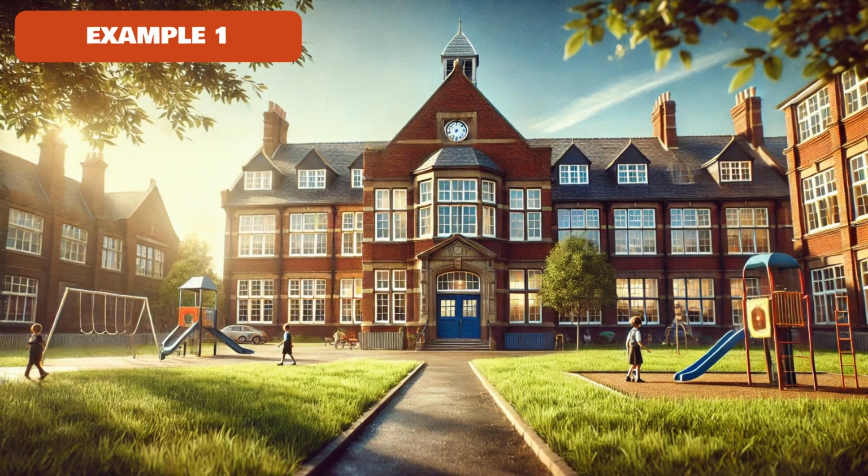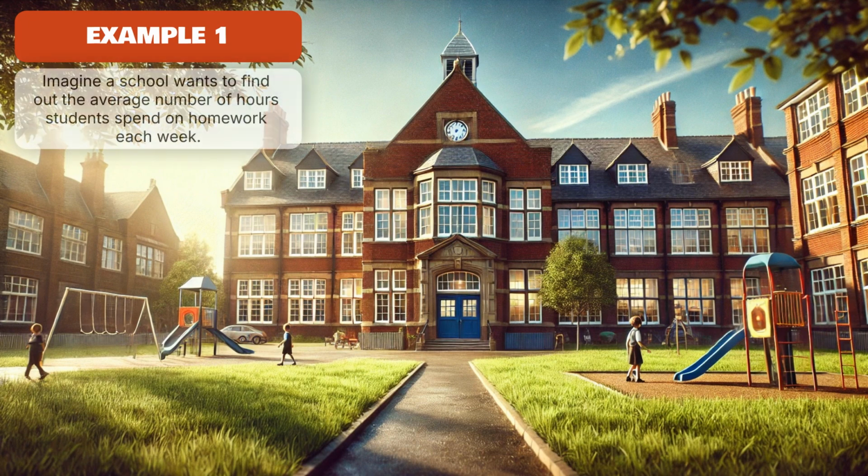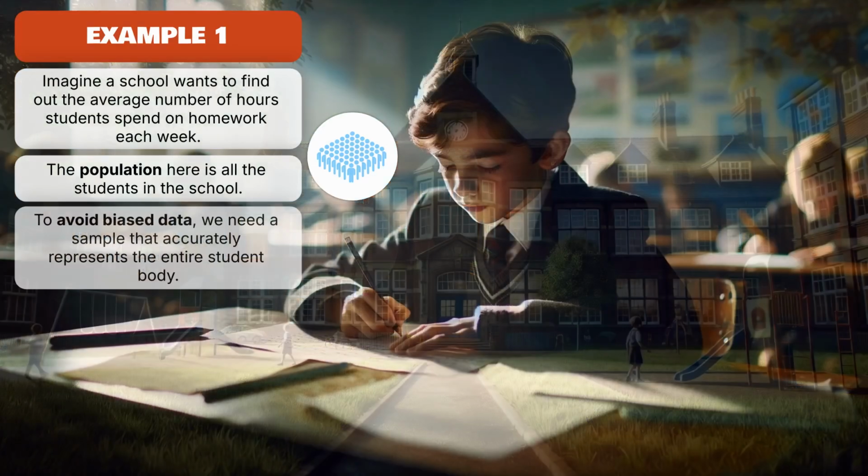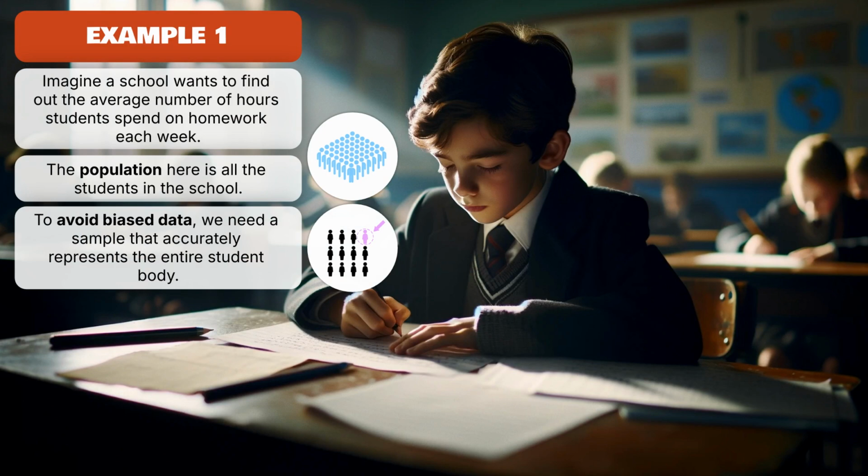We'll start with a simple example to apply the concepts we've learned about collecting data and avoiding bias. Imagine a school wants to find out the average number of hours students spend on homework each week. The population here is all the students in the school. Since surveying every student is impractical, we decide to take a sample. To avoid biased data, we need a sample that accurately represents the entire student body.